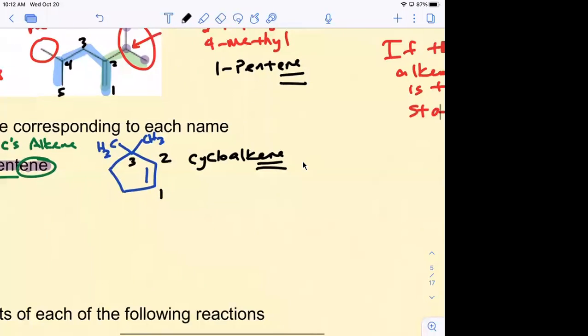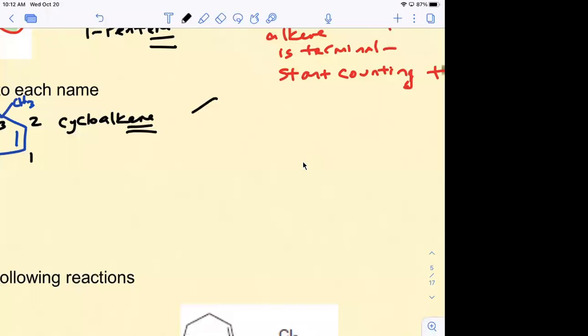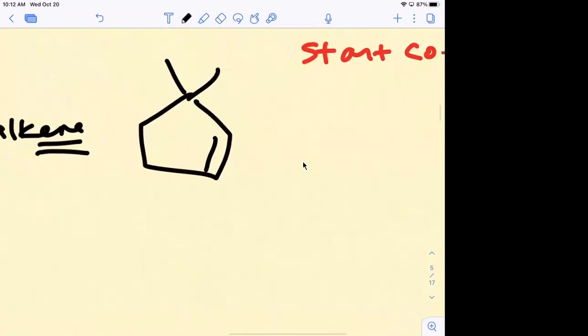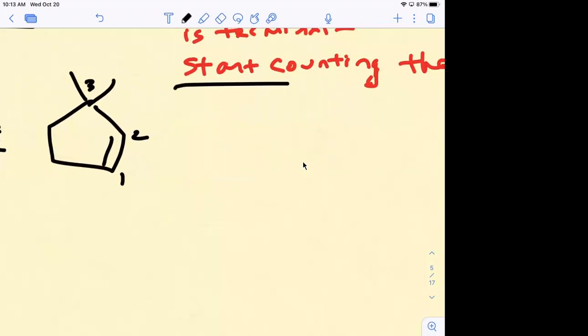Now, here's another piece to that. If you already had the structure, when you're numbering, you're not going to do 1, 2, 3, 4, 5. That would be wrong. The reason is because you want your substituent or substituents to have the lowest possible number. So in this case, you're going to start numbering to give the dimethyl the lowest number possible. So that's 1, 2, 3. If you had the structure without the name, you're always going to number so that your substituents have the lowest number possible.